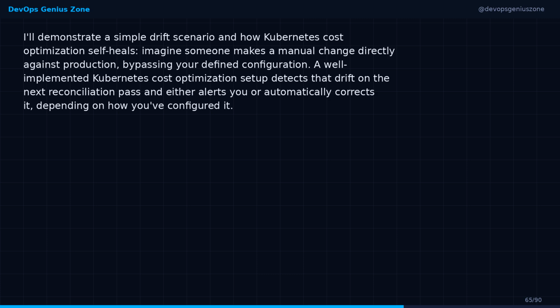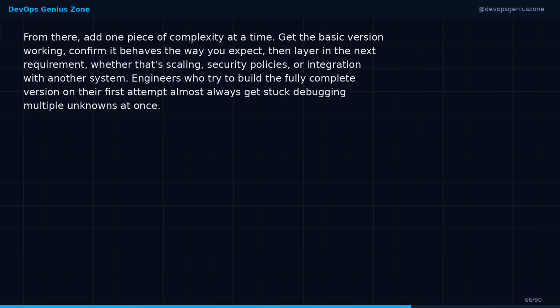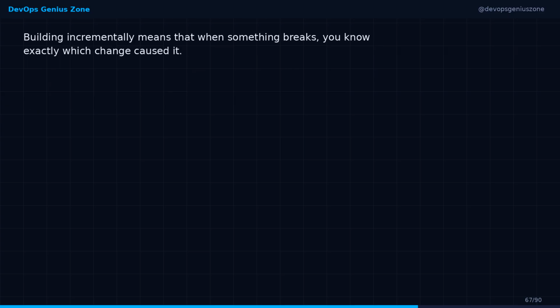From there, add one piece of complexity at a time. Get the basic version working, confirm it behaves the way you expect, then layer in the next requirement, whether that's scaling, security policies, or integration with another system. Engineers who try to build the fully complete version on their first attempt almost always get stuck debugging multiple unknowns at once. Building incrementally means that when something breaks, you know exactly which change caused it.